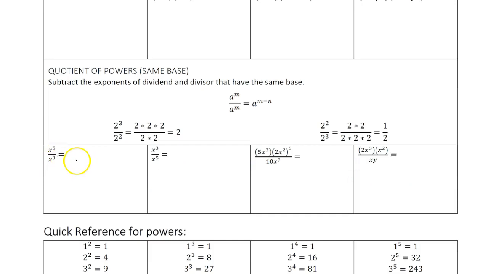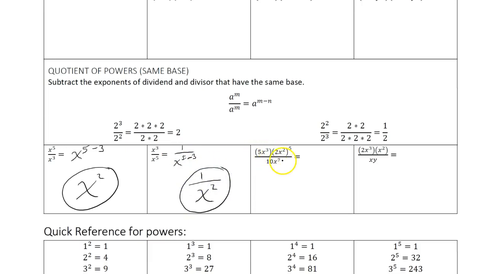Now that you have tried it, check your work. In the first example, the larger power is on the top, so subtract 5 minus 3 for x squared. In the second example, the larger power is on the bottom, so we get 1 over x to the 5 minus 3, for 1 over x squared. In this example, rewrite 5x to the third. Now apply the power of 5 to everything inside the parentheses it touches. So 2 to the fifth, x to the 10th. The denominator is still 10x to the 7th.